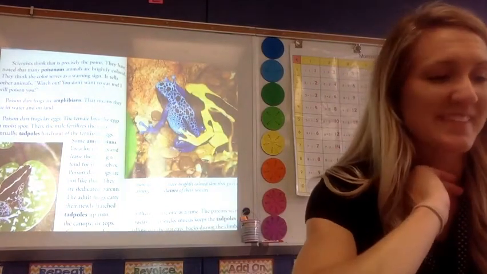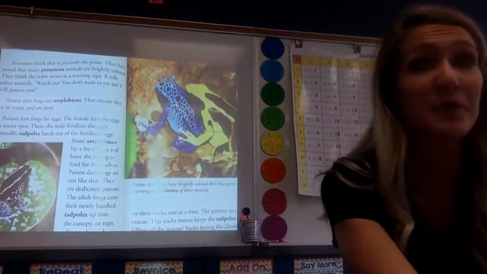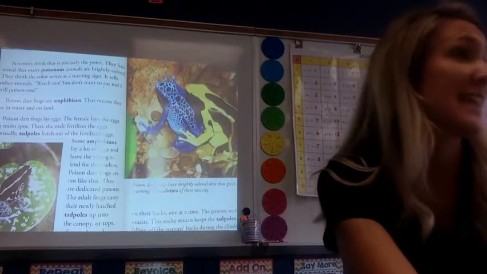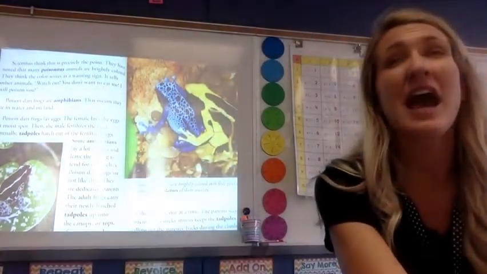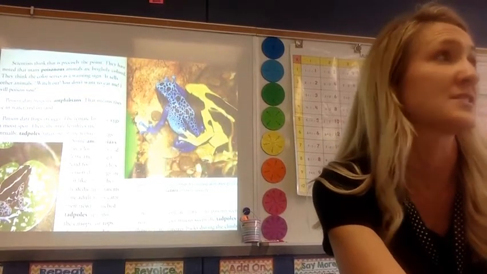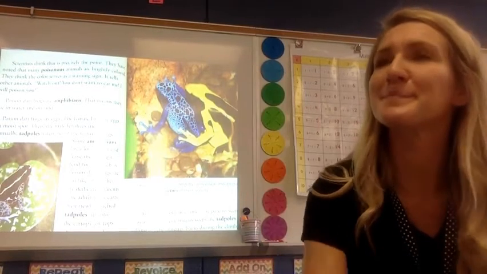Bye, Ray. Bye. Oh, the sticky mucus keeps the tadpole from falling off the parents' backs during the climb up to the canopy. So I want you to think, how is that care for the animal different from other things you've read so far about amphibians? Turn and share.